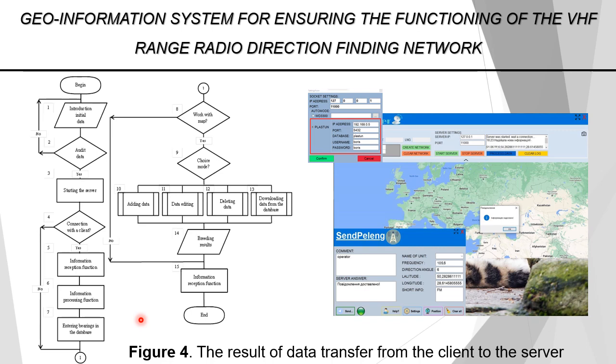Thus, the user of the geo-information system is able to combine into a single radio direction finding network means that the standard software does not provide for this. In the process of accumulating direction finding results, it is possible to create a database of objects, a combination of detected objects. Functionality of both the client and server software of the geo-information system for providing the radio direction finding network of the ultra-short-wave range has been practically verified.